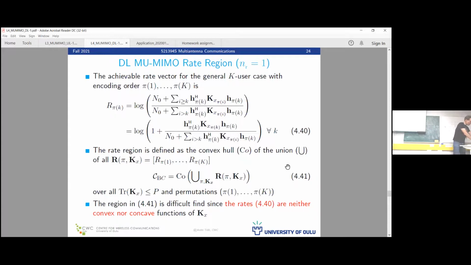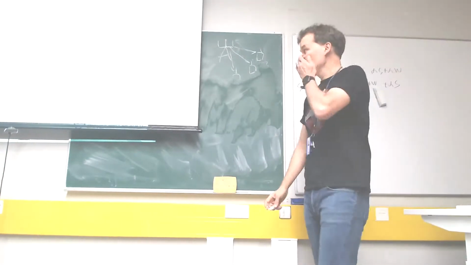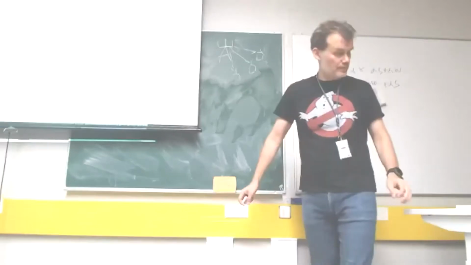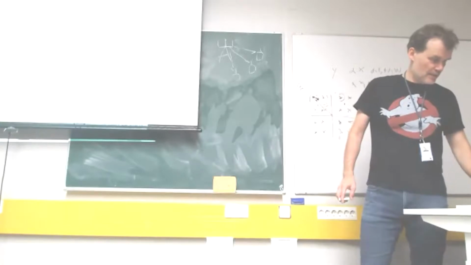Okay, what about the rate region? By the way, let me just write down the steps before we get there. The question is: we know that this is the sum rate of the dual uplink. How do we recover the downlink strategy? Let me write this down, this might actually be a question in the exam.